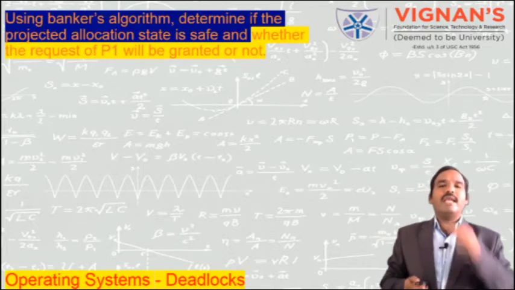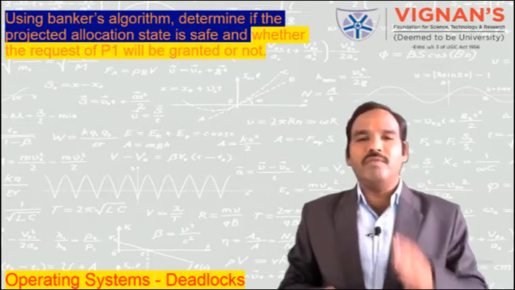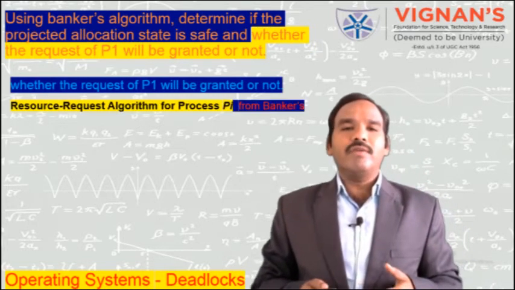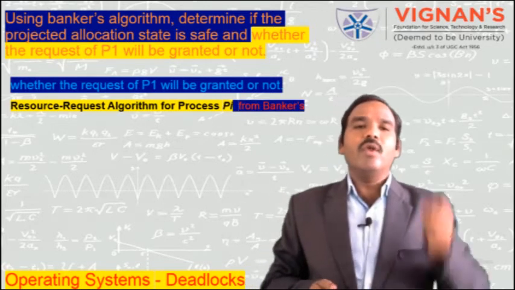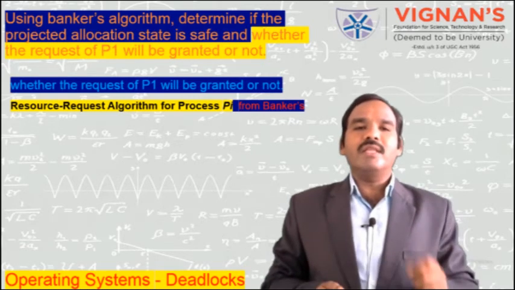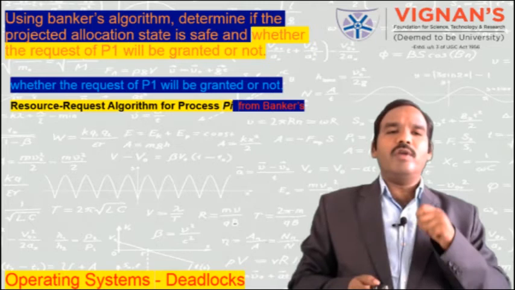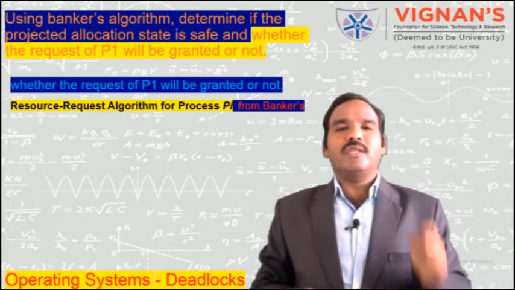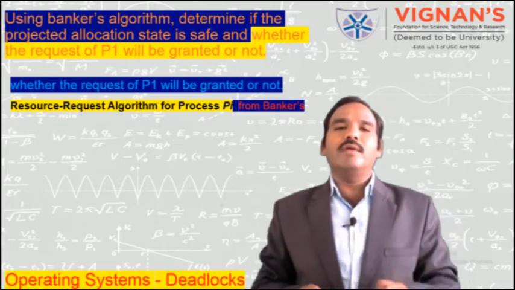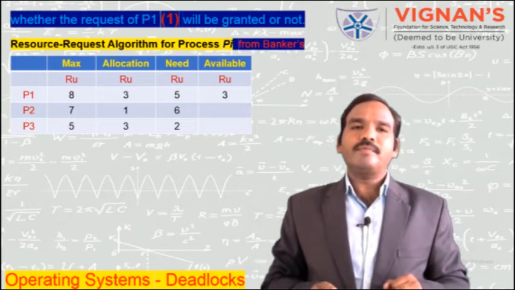And coming to the second question, what is the second question? Whether the request of P1 will be granted or not. What is the request of P1? It is asking one instance of resource class RU. What algorithm do we have to apply? The algorithm we must apply for this type of problem is the resource request algorithm for process Pi from Banker's algorithm.